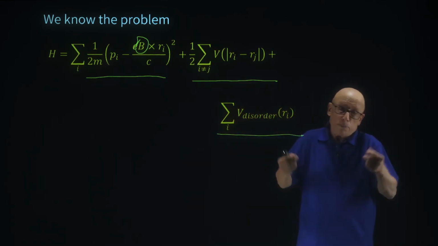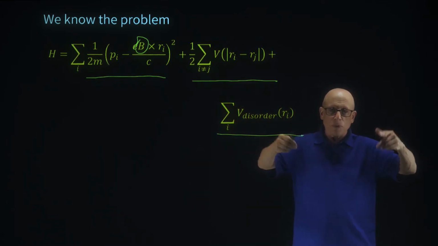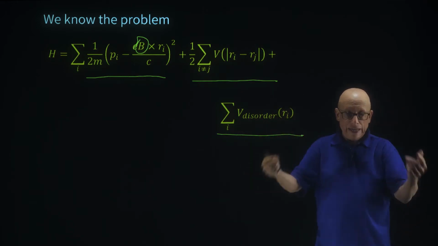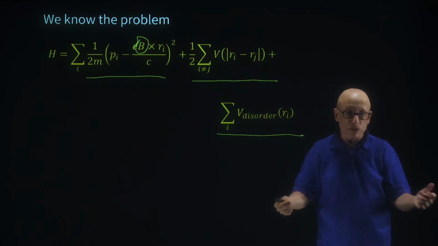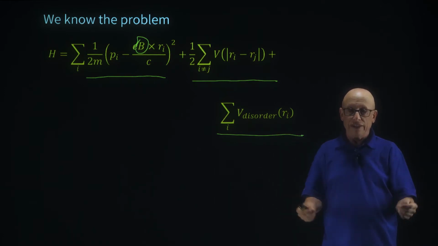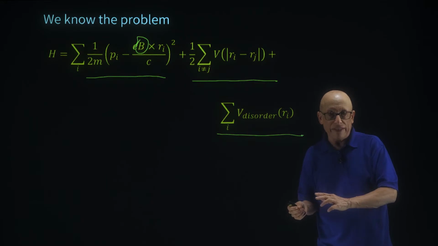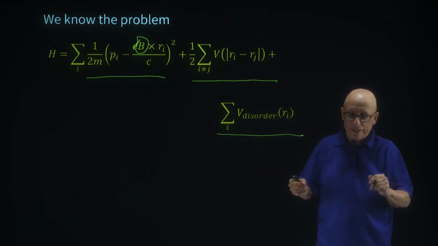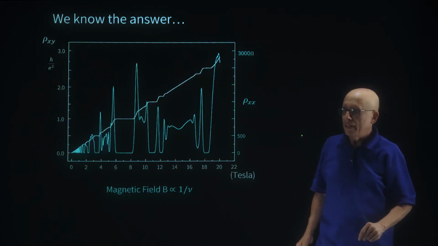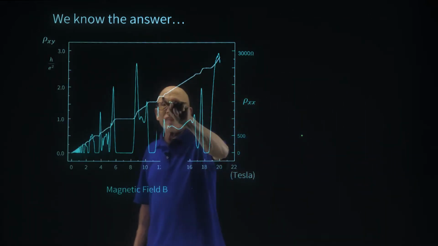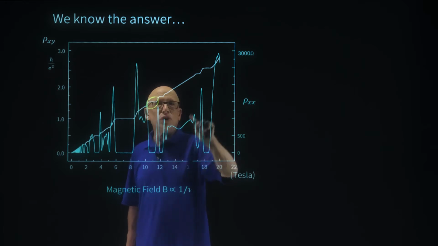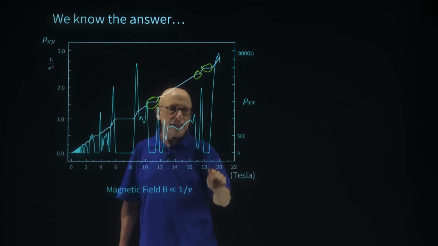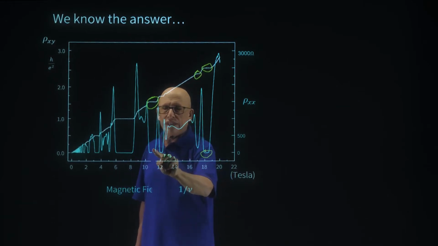In principle, in our dreams, we would like to solve Schrödinger's equation for this Hamiltonian and get the wave functions, get the spectrum, calculate response functions, everything. In practice, we'll do much less than that. But it should be said that the answer to this is known to us from experiment. We know from experiments that there are fractional quantum Hall states where the Hall resistivity is quantized, and the longitudinal resistivity vanishes.